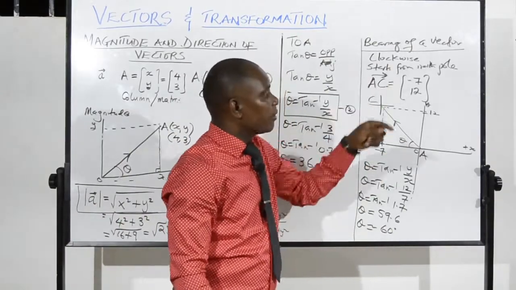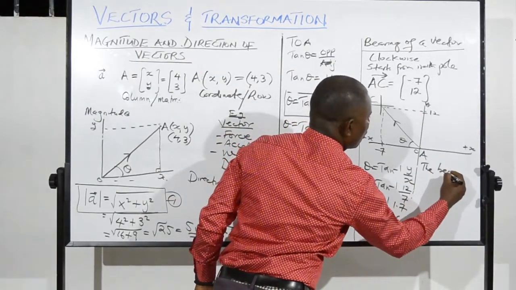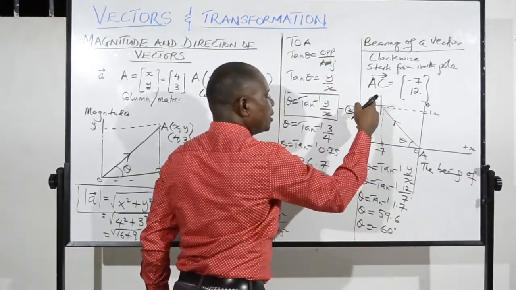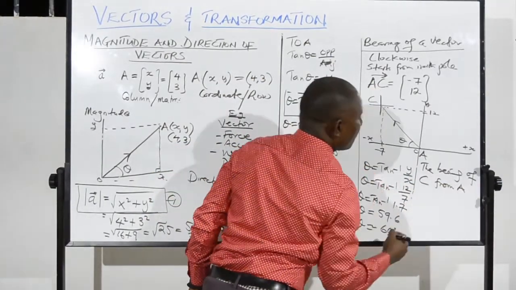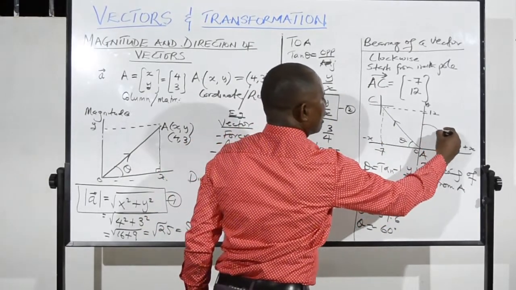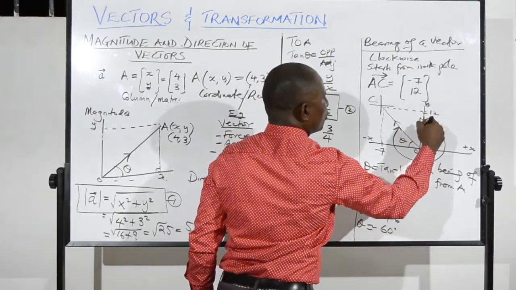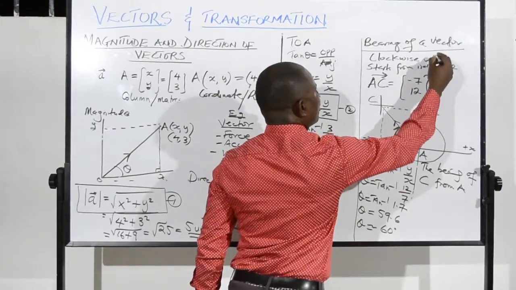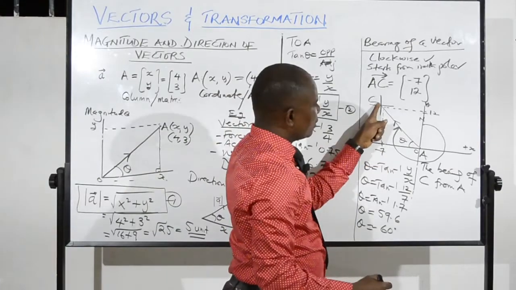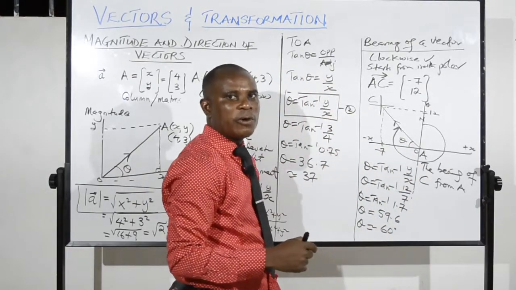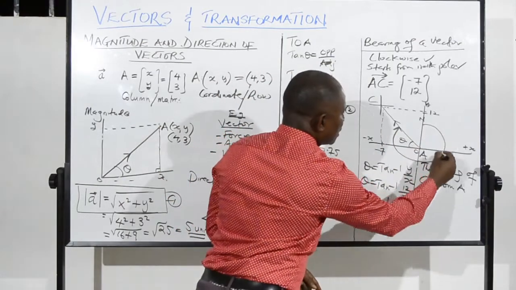Now we want to find the bearing of that vector, the bearing of C from A. It starts from the north pole, then I move clockwise. All of this is the bearing. I said bearing starts from the north pole and goes clockwise. So to find the bearing of C from A, I must start from the north pole of A, then go clockwise until I touch the line going to C. All of this is supposed to be the bearing.